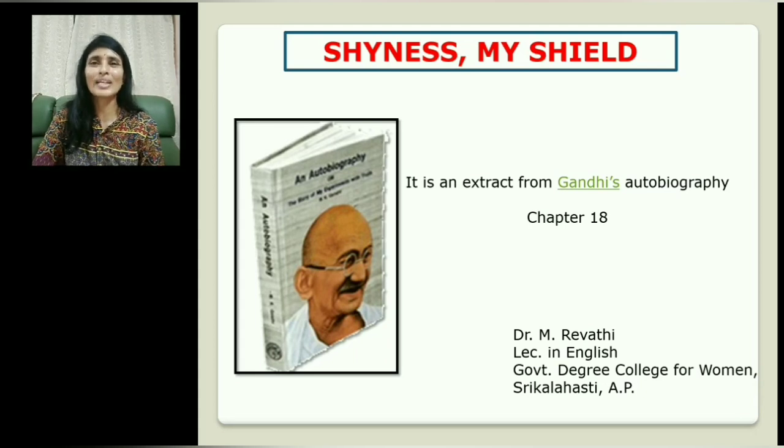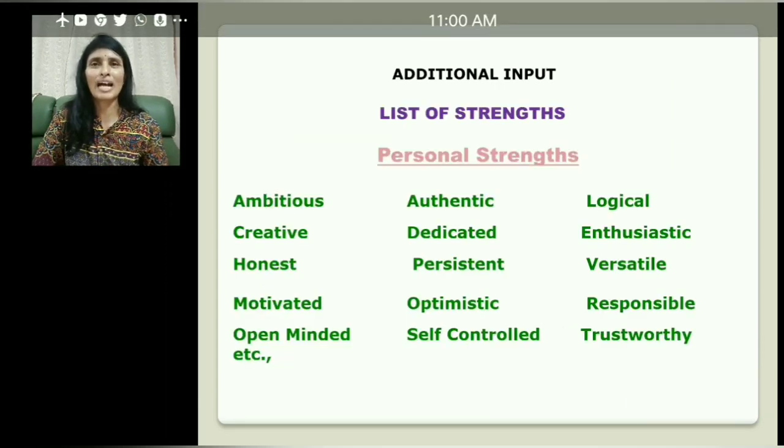In this video, let us look at certain strengths and weaknesses people have and how we can make our weaknesses into strengths by taking Gandhiji as a great example. In this video, we have to learn.